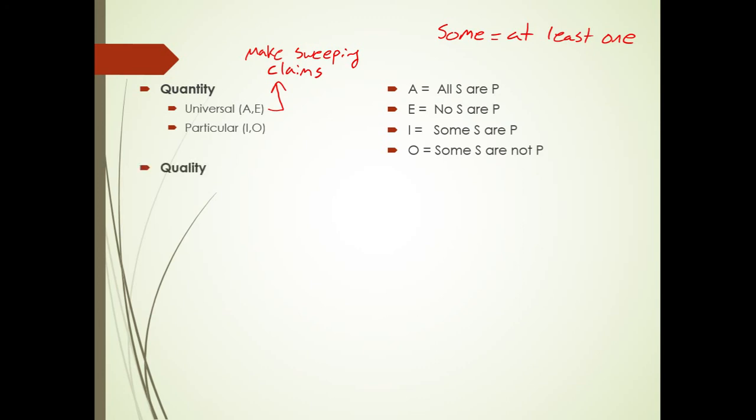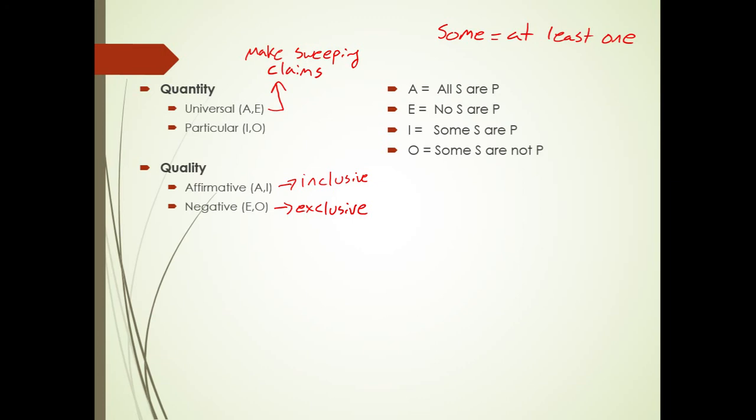Then you have the quality. The two quality choices are affirmative or negative. The affirmative you could think of in terms of inclusive claims. And then the negative you could think of in terms of exclusive claims. So for the affirmatives, you have the A and the I. All S's are P, so there's the inclusive part. All of the S's are inside of the P. And then the I form, some of the S's are inside of the P, so that's including.